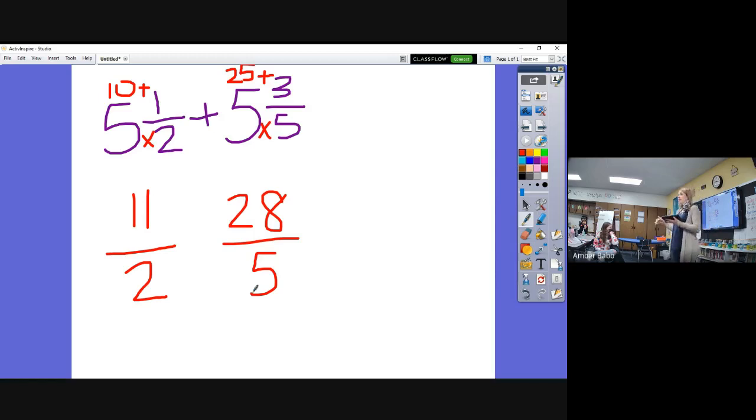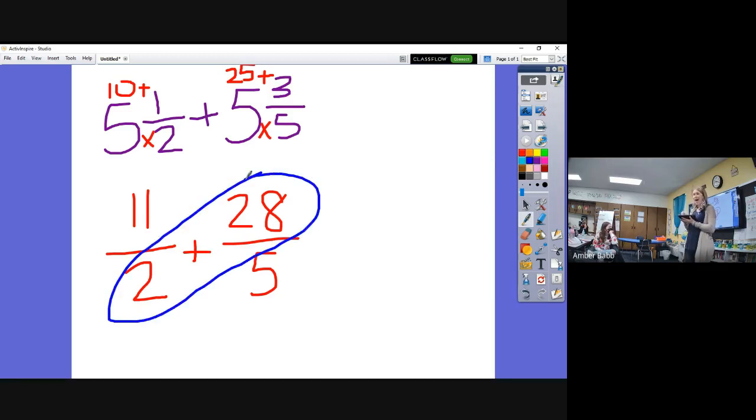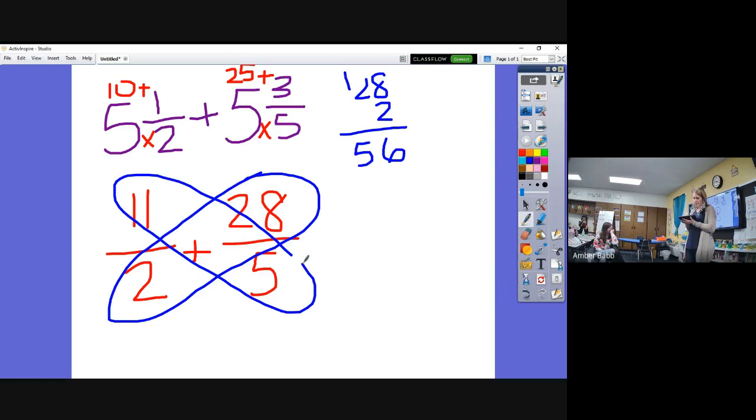So you might think this way is easier, to change them to improper first. Now, but can I just add them? No, because I don't have the same denominator. But now I can butterfly. I have to do 28 times 2. I don't know 28 times 2. 8 times 2 is 16. 4. It's 56. 11 times 5, I can do that one. 55. So now I need to do 56.